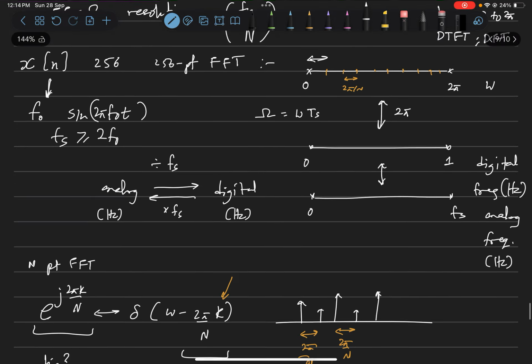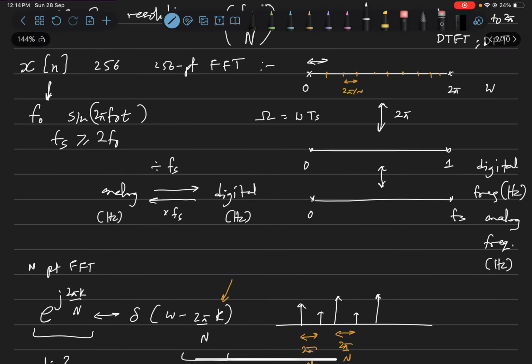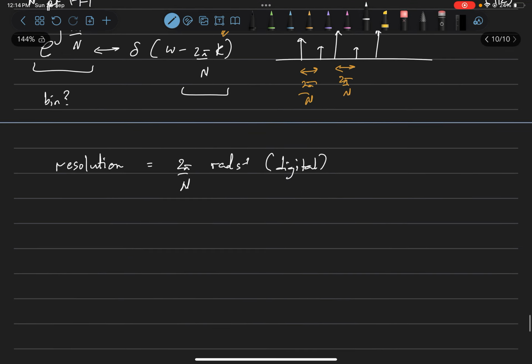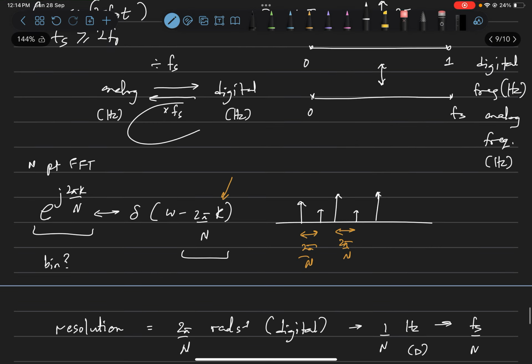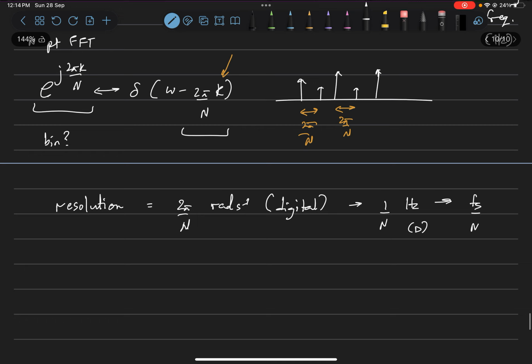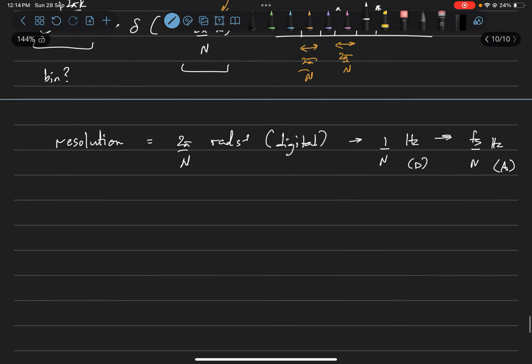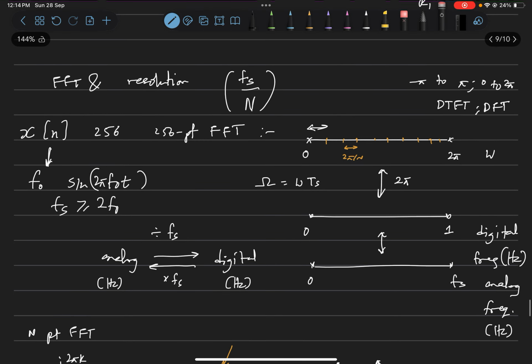If you use the same mapping that I described here between the digital to analog, you will map it to 1 over n hertz in digital domain, which will be fs over n, since you will multiply it by fs to get to the analog frequency, hertz in the analog domain. So the resolution came out to be fs by n, as I previously mentioned.